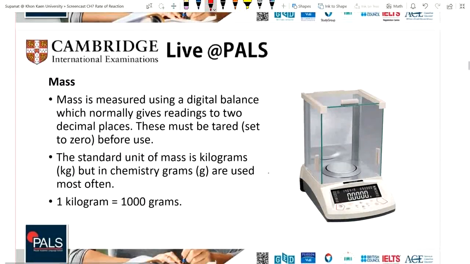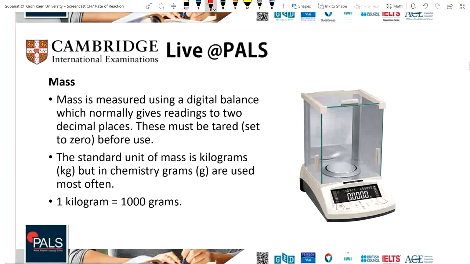All right. Another parameter, the mass. The mass is measured by using the digital balance. This is the picture of the digital balance. So here there are 4 digits, 4 decimals. The balance normally gives the reading to 2 decimal places, or more if you need it more accurate. We can use it up to 4 decimals.